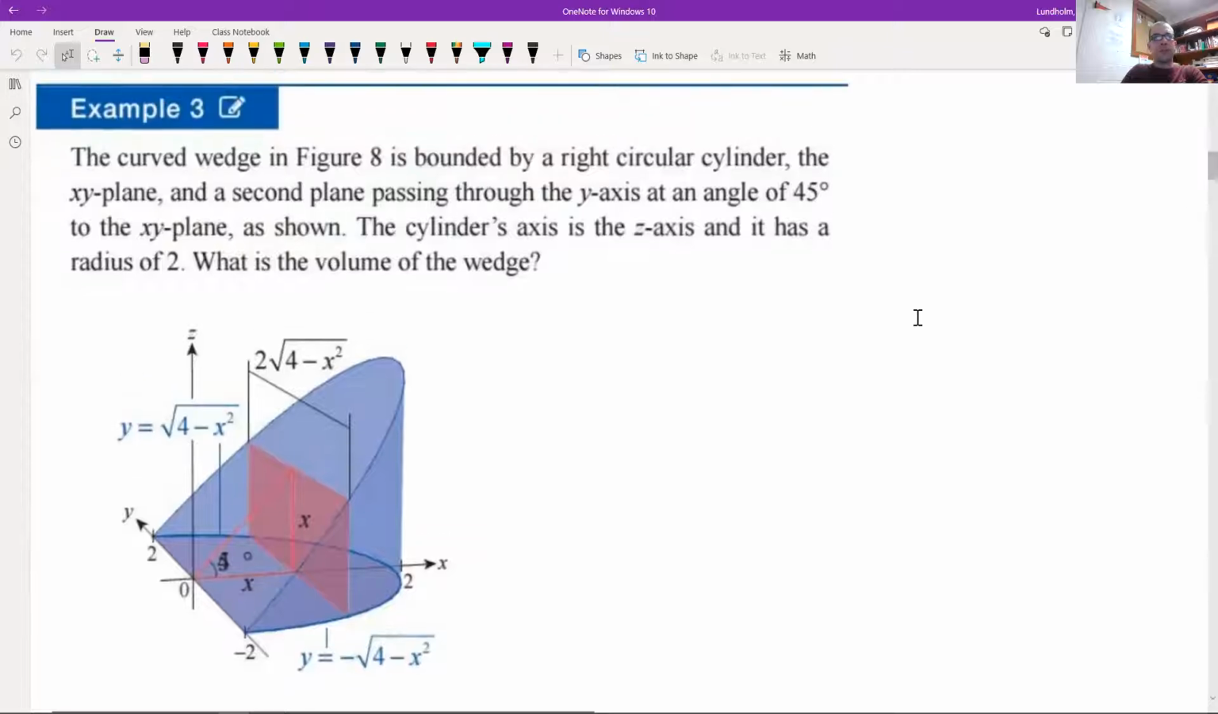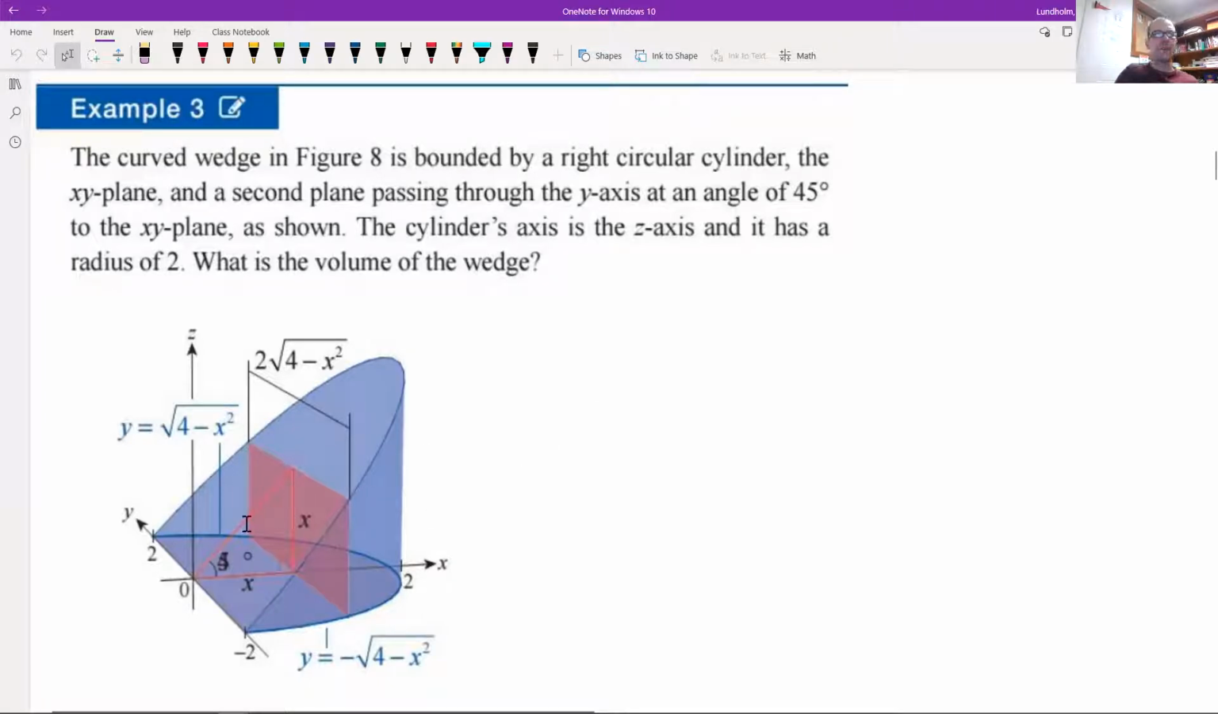Oof. Okay, we've got a curved wedge and it's bounded by a right circular cylinder. Sure, so that gives us the curvy part. The XY plane and a second plane passing through the y-axis at an angle of 45 degrees to the XY plane. Cool. The cylinder's axis is the z-axis. So the cylinder is centered here on the z-axis. So this part on the bottom boundary is a circle, or a semicircle. The cylinder's axis is the z-axis and it has a radius of 2. What is the volume of this wedge?